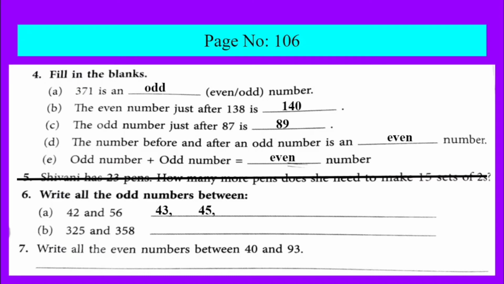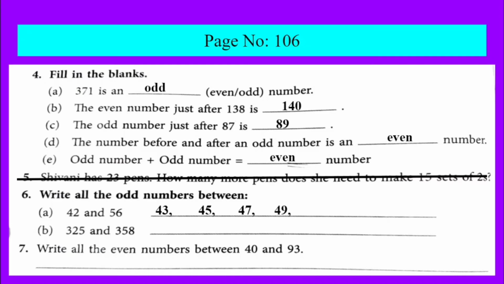Now which number comes after 45? 46. It is an even number. So we will not write it here. Now which number comes after 46? 47. And 47 is an odd number. So we will write it here. And after 47 it is 48. It is an even number. So we will not write it here. Now which number comes after 48? 49. So is 49 an odd number? Yes. So we will write 49 over here.